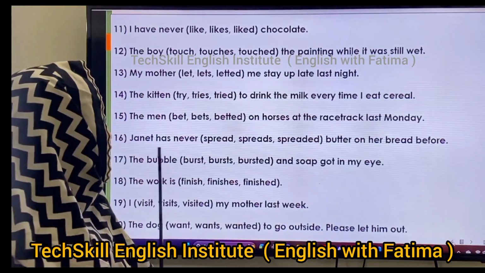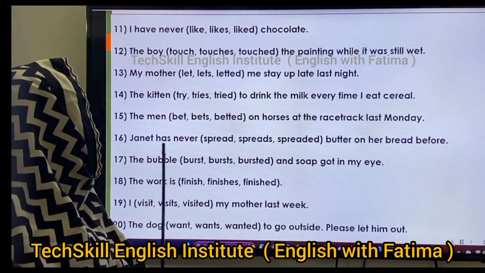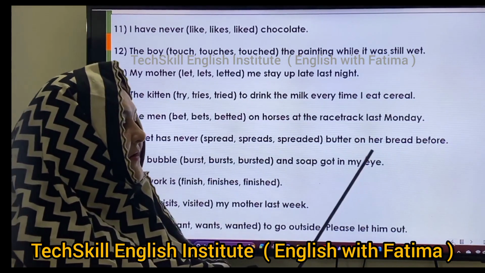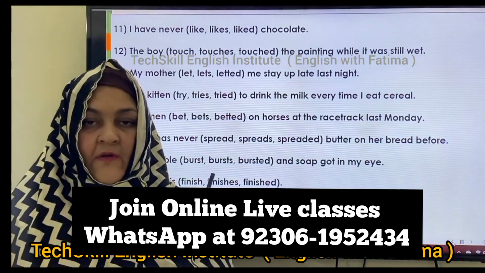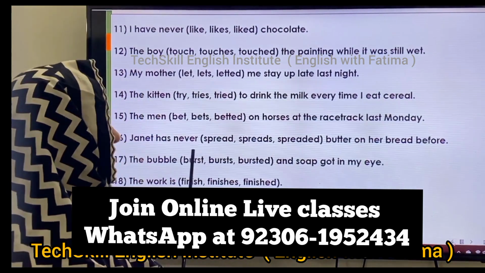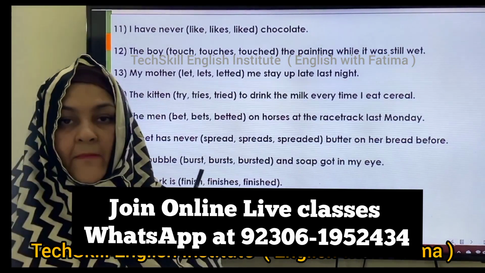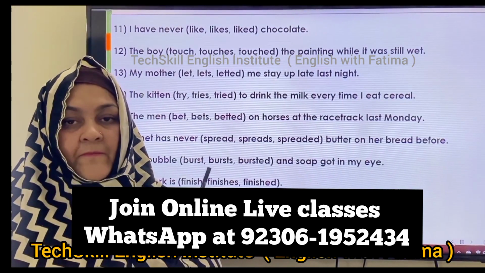Come to the next example. Janet has never spreaded butter on her bread before. So what should we use as a correct option? Has is there, so it should be the participle form of the verb.